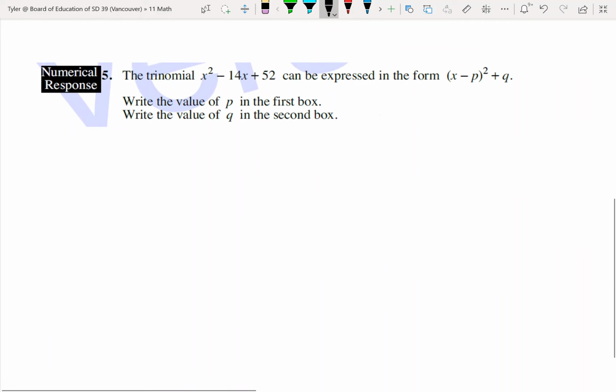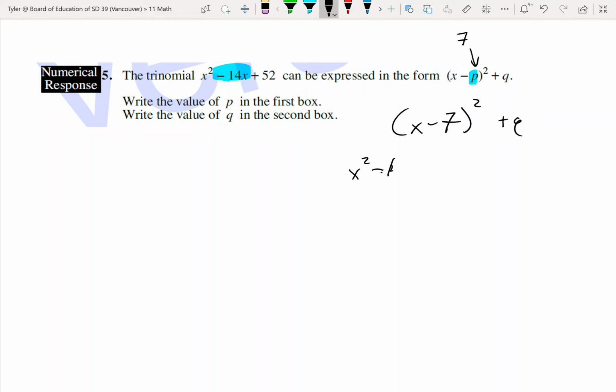Okay? We're going to have a very similar question here. This can be written this way. We've got to figure out what number goes here and what number goes here. So again, I'm going to look at this first to help figure out my p-value. It's negative 14, which means I know that this has to be a 7. So I'm going to sub that in: (x minus 7) squared plus q. I don't know what q is yet; I'll deal with it. So when I distribute it, it's going to give me x squared minus 14x plus 49 plus q.